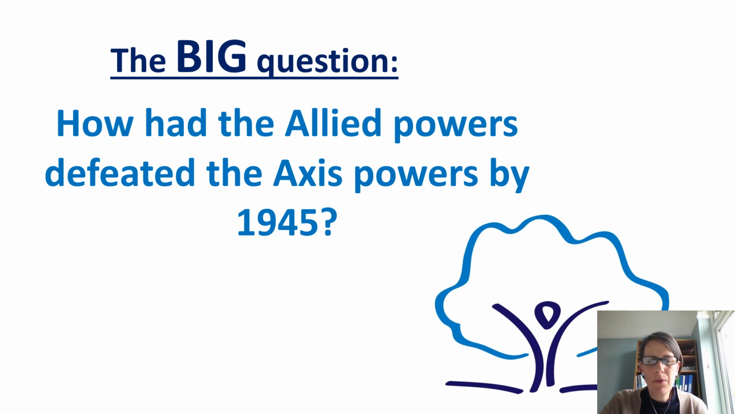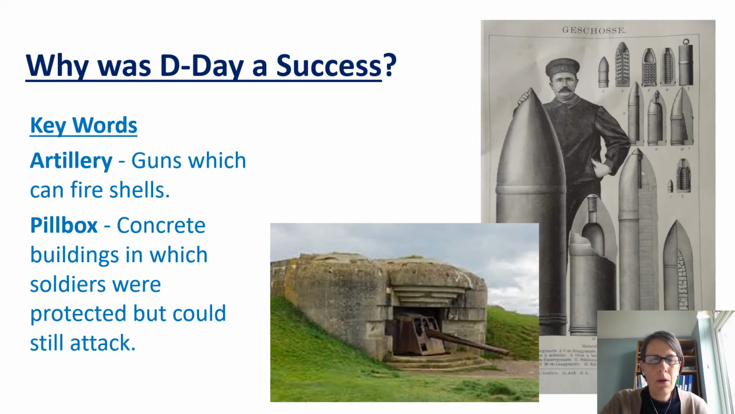Hello Year 9, welcome to this lesson looking again at how had the Allied powers defeated the Axis powers by 1945. Today's question is this: why was D-Day a success? So please write that in your book or in the Word document and underline it as your main heading.